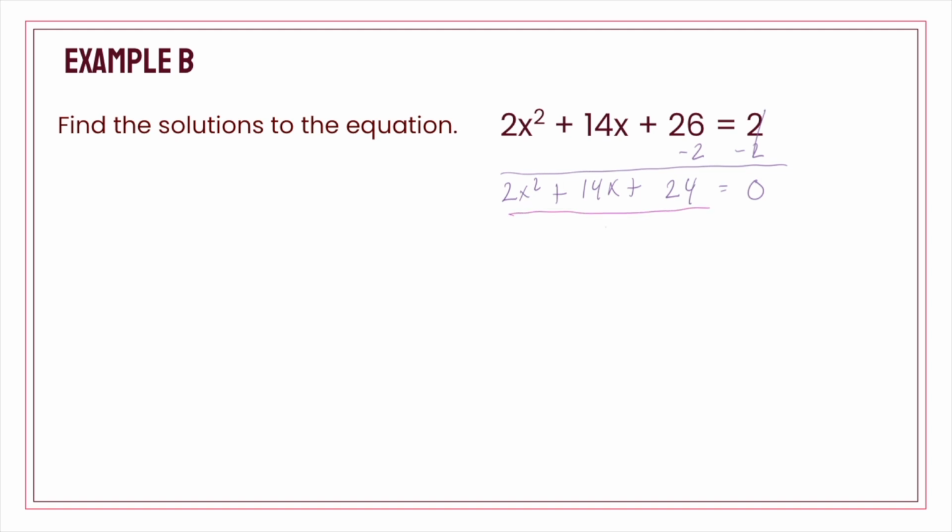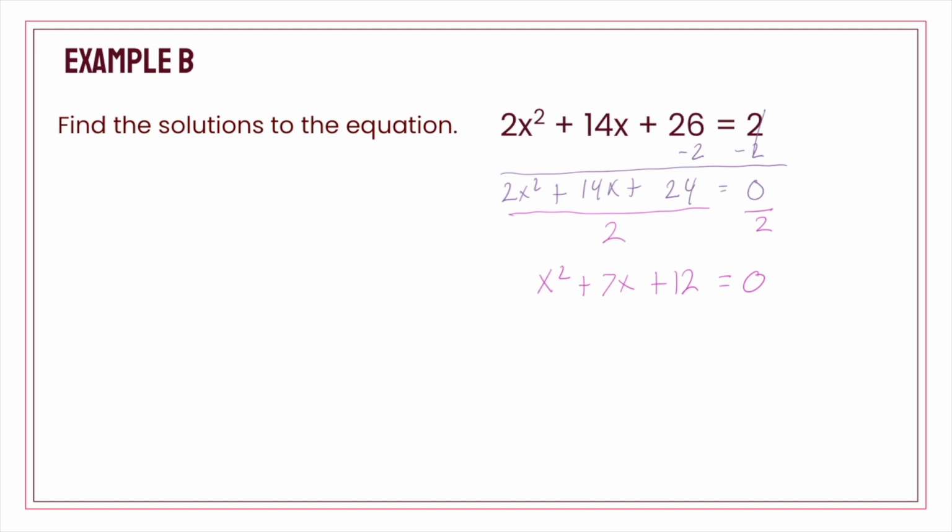So I'm going to divide this side by 2 and this side by 2, because whatever I do to one side of the equation, I have to do to the other. When I do that, 2x squared divided by 2 is going to leave me with just x squared. 14x divided by 2 is going to leave me with 7x. 24 divided by 2 is going to leave me with 12, and then 0 divided by 2 is 0. All right, so now I've got a polynomial set equal to 0. So now I can actually begin my next step, which is, again, create a factor puzzle.